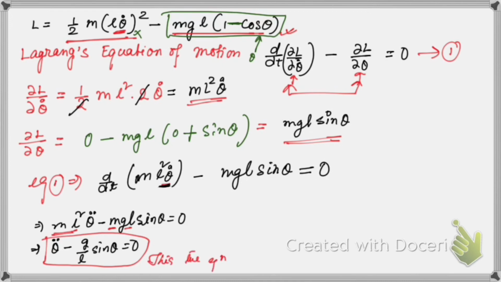So that's how we can derive the equation of motion of a simple pendulum using the Lagrange equation. I hope this video is helpful for you. I think you have understood this.